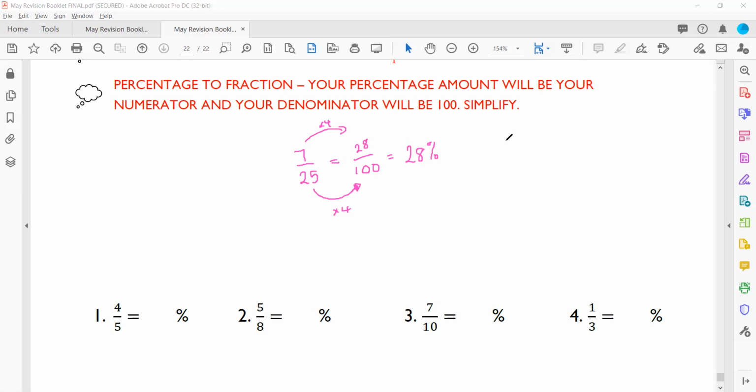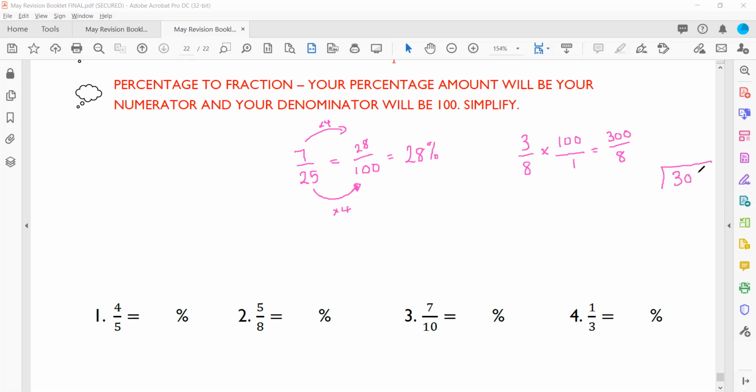If it isn't, so for example in 3/8, 8 is not a factor of 100, so you cannot just create an equivalent fraction. You can turn any fraction into a percentage by timesing it by 100/1. So we would then multiply our fractions, so 3 times 100 is 300, 8 times 1 is 8, so then you are left with 300/8, which is the same as 300 divided by 8.